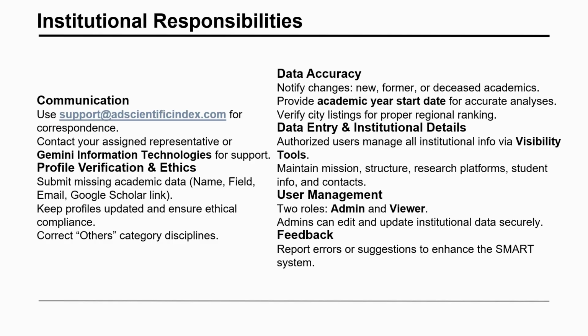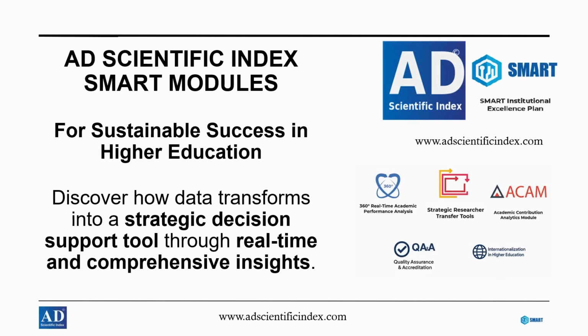This slide outlines the key institutional responsibilities within the SMART system. For communication, institutions should use support@adscientificindex.com or contact their assigned representative or Gemini Information Technologies. Under profile verification and ethics, institutions need to submit missing academic data, keep profiles updated, and ensure ethical compliance. Data accuracy is essential. Please notify any changes, provide academic year details, and verify city information for correct rankings. Through data entry and institutional details, authorized users can manage all institutional data using the visibility tools. There are two user levels, admin and viewer. Admins can securely update institutional information. Finally, institutions are encouraged to share feedback to help improve the SMART platform and ensure continuous enhancement.